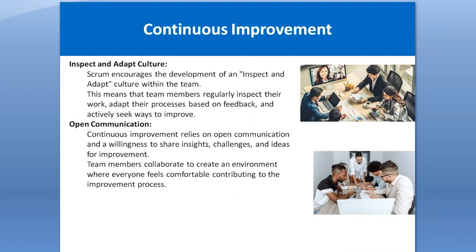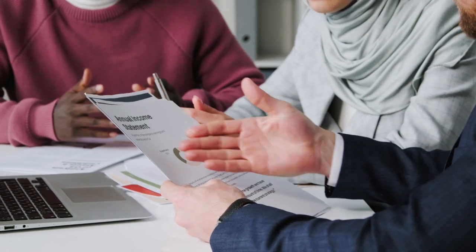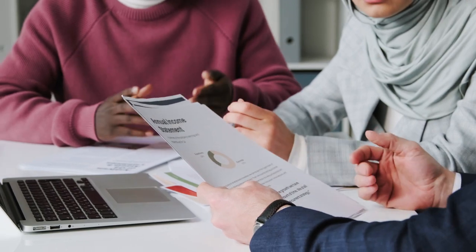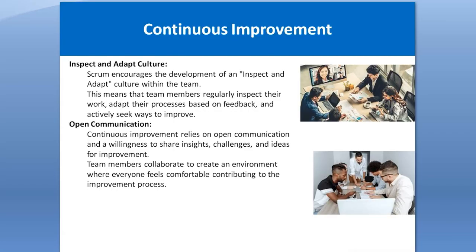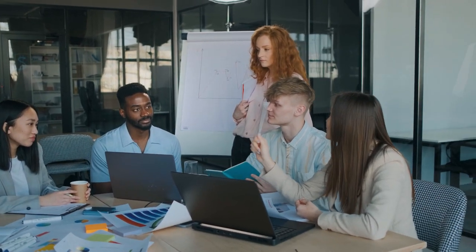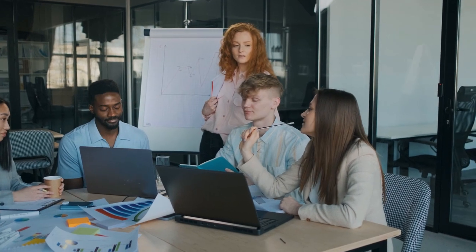Inspect and adapt culture. Inspect and adapt culture means, friend, that team members regularly inspect their work, like whatever product they are working on, adapt their processes based on the feedback, and actively seek ways to improve as well. So continuously they are working for improvement, and it is a very great approach for working.